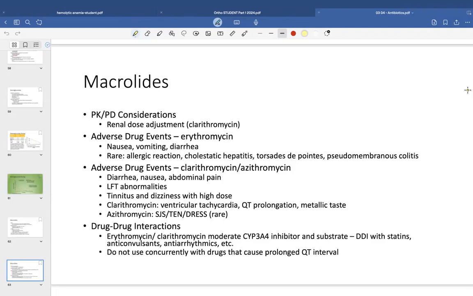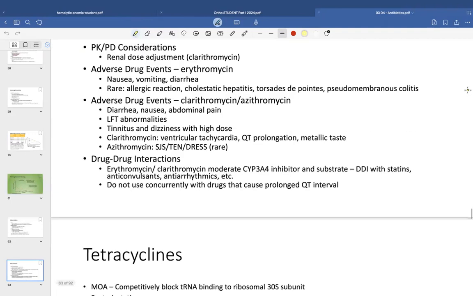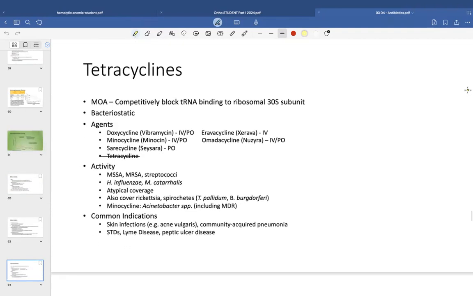In terms of ribosomal agents, tetracyclines work on the 30S subunit to block tRNA binding there. The prototype drug is tetracycline itself, but that is literally no longer on the market. The ones we use most frequently nowadays are doxycycline and minocycline. Sarecycline is used mostly for dermatology.